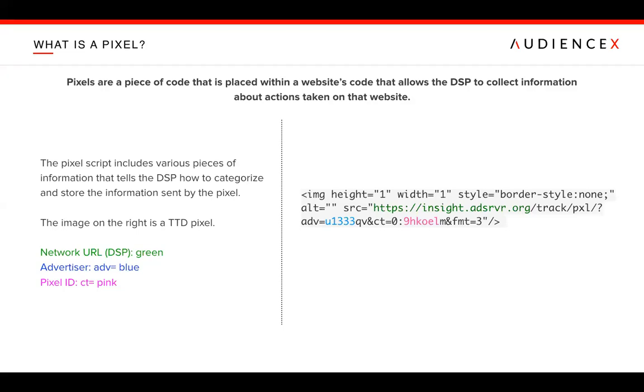For the first section that's highlighted in green, that will tell you which DSP the pixel is a part of. For this one, for example, insight.adsrvr.org is the Trade Desk's pixel or the Trade Desk network. Then the little blue section will tell the Trade Desk this is the advertiser that you need to tie this pixel to, so they know which client or campaign or group this user is attached to, and the pixel is the actual event that we're looking to track. So if that's a page view, a conversion, any kind of other event that we'll talk a little bit more about in the next couple of slides.